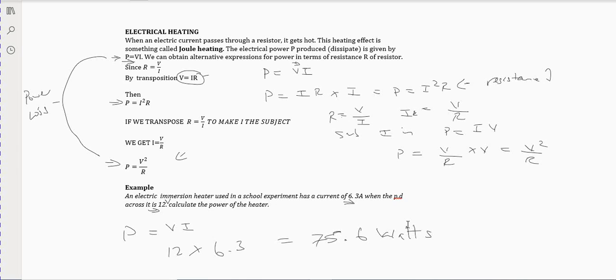It was named after the person who found out this information, but we could denote watt as volt amp. So in other words, watts is equivalent to volt amp. So if you see volt amp anywhere in your text, then it's talking about watts.